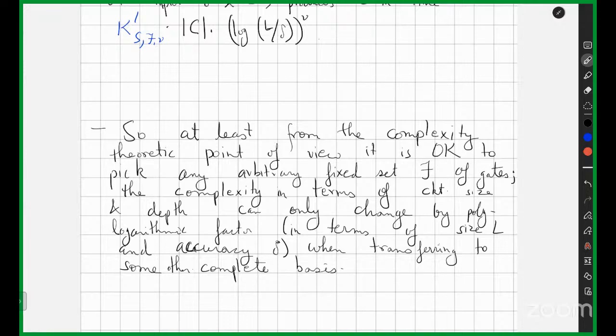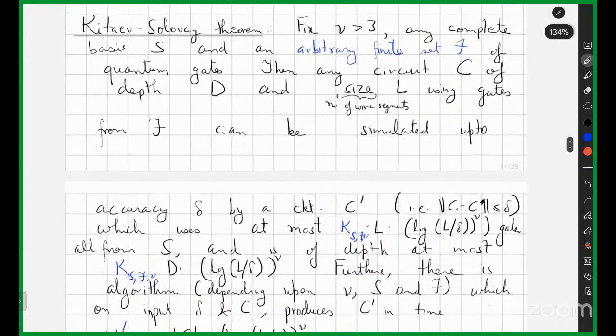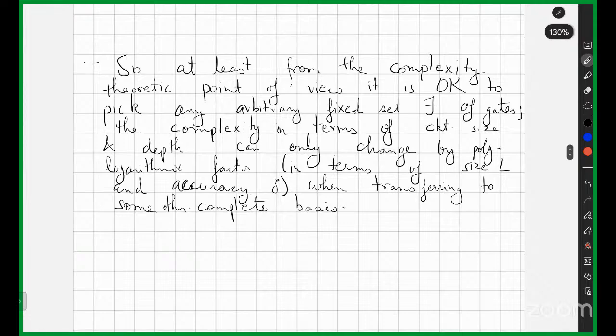So from now on, the upshot: we will not look at the theorems, especially the Kitaev-Solovay theorem, which is quite non-trivial; these are all non-trivial theorems. But for us, the only point is that as long as they're working with a finite fixed set of gates, compressibility is fine. Any estimates we get on the size and depth will change only slightly in going to another set.